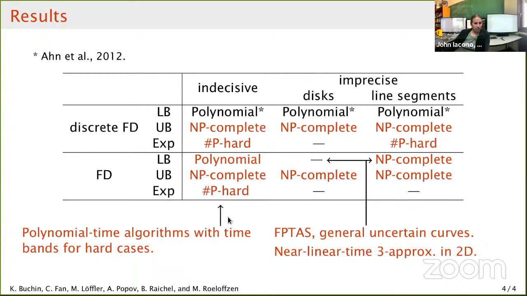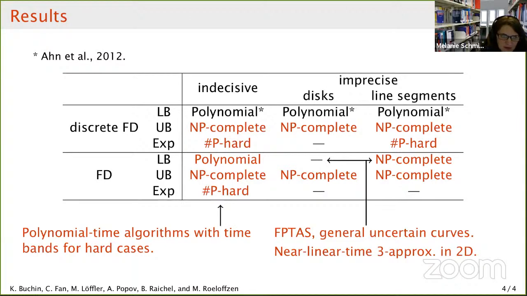Are there any questions? Is there an intuitive explanation for why computing the upper bound is so much more difficult than computing the lower bound? There kind of is, but it's kind of difficult to think about this.